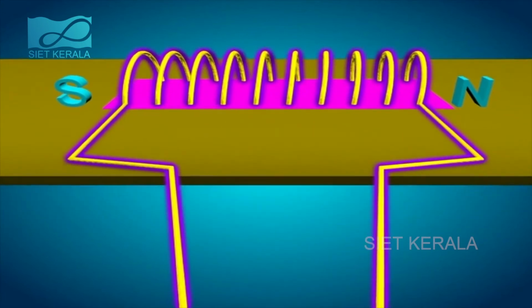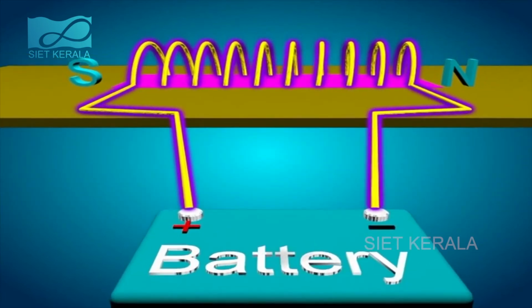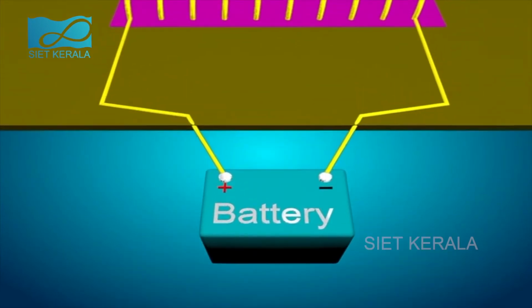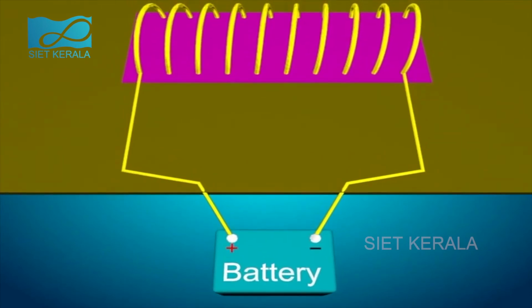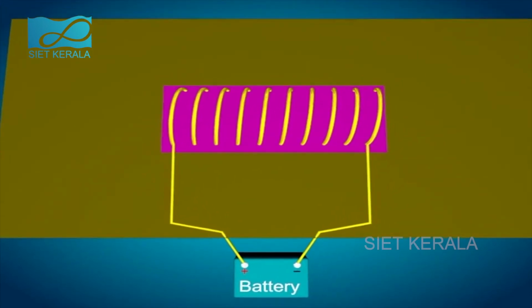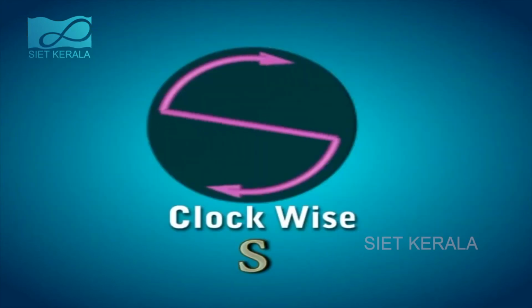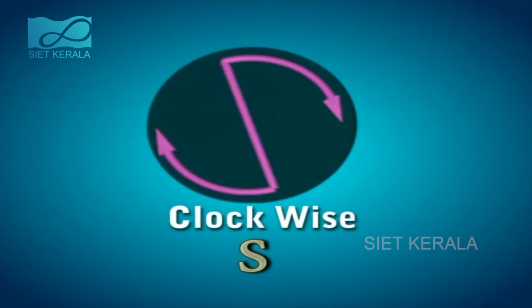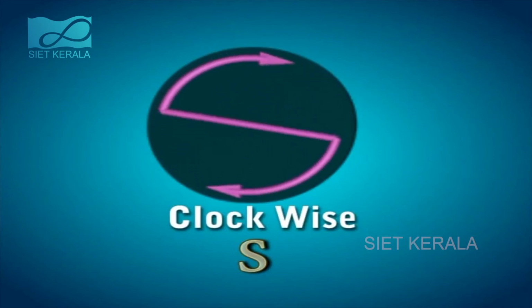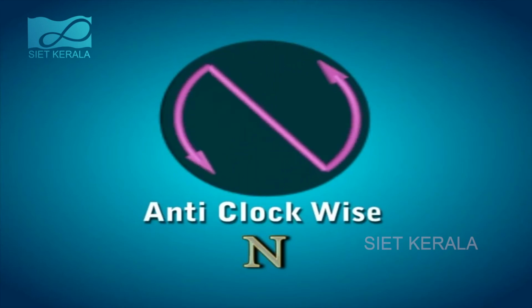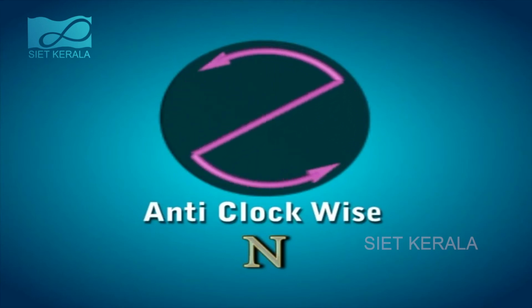Polarity. One end of the solenoid shows the presence of a north pole and the other end a south pole. The north pole of the magnetic needle is attracted to the end of the solenoid where the south pole is formed. The polarity of this end of the solenoid is south pole. A north pole is formed at the other end of the solenoid.